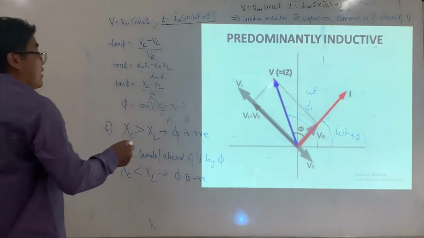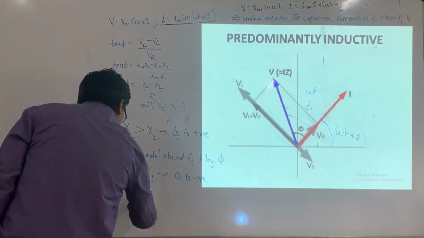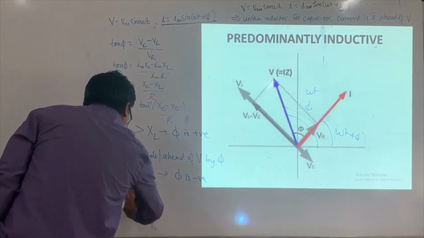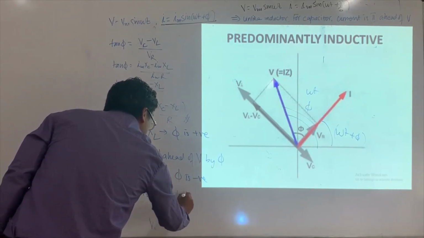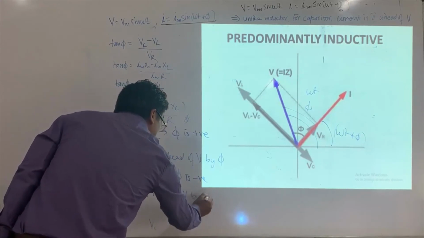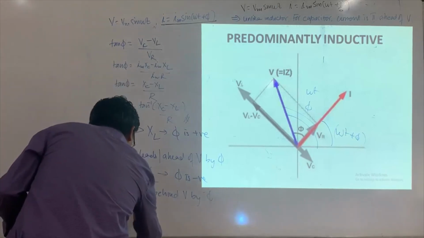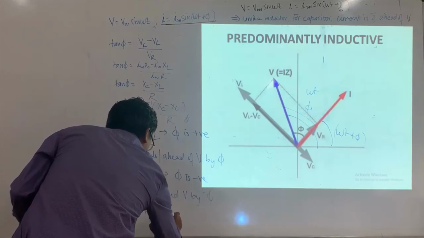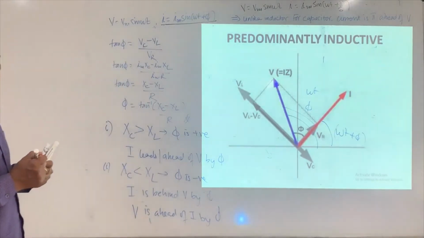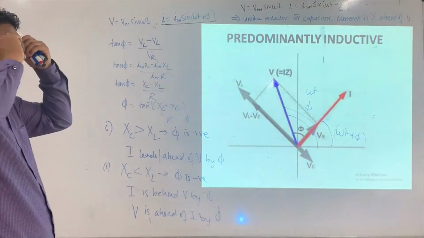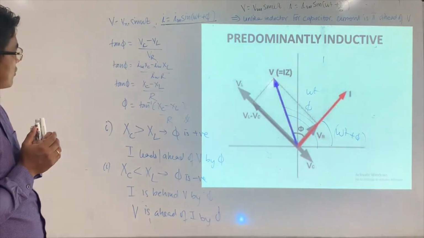Here in this case, voltage is ahead of current, I is behind V by phi. Voltage is ahead of current by phi. And this circuit is what we call predominantly inductive. So this is what we have.